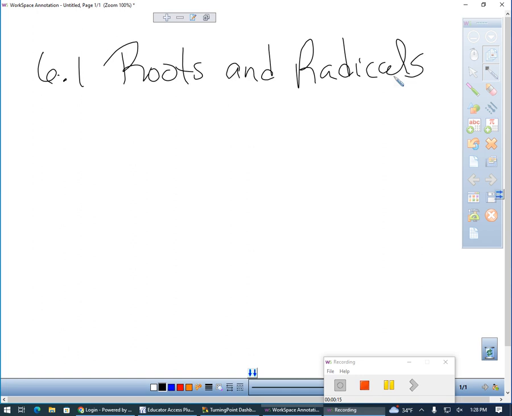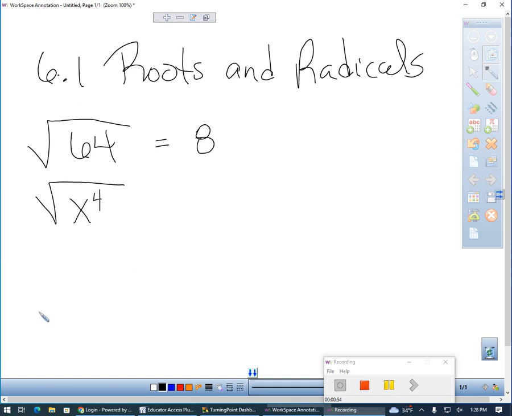All right, so I want to remind you what a square root is. When you have a square root, that means that you have two identical factors on the inside. So, for example, the square root of 64 is 8, right? Or if I have the square root of x to the fourth, it's x to the second, exactly. So you guys know your square roots, right?